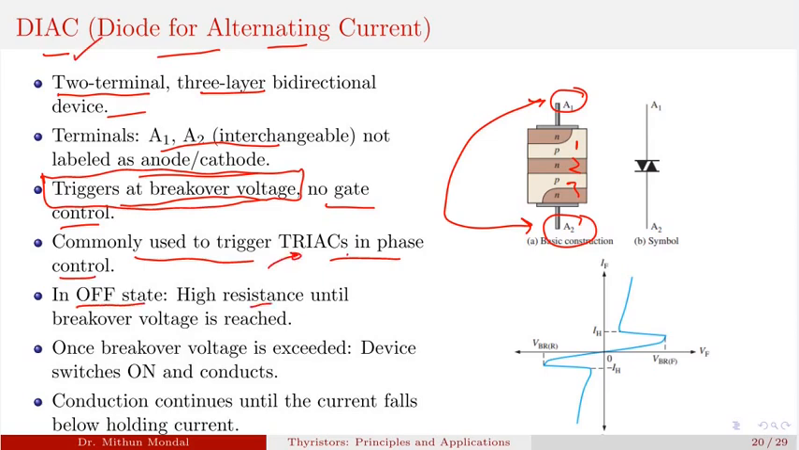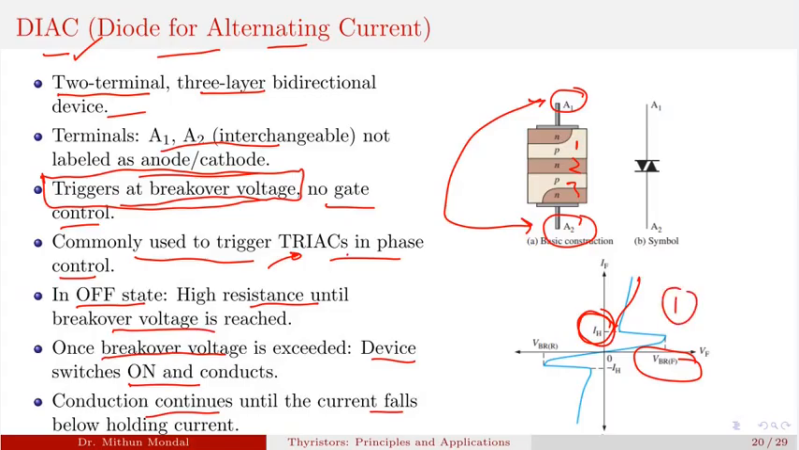In off state, high resistance will be there until the breakover voltage is reached. Once the breakover voltage is exceeded, the device will turn on and conduct. So this is the breakover voltage. Once you cross this, then only the conduction will start. And this conduction continues until the current falls below the holding current. So holding current is the minimum amount of current that is required. So Diac, like a Triac, is basically a bidirectional device where current will flow in both the positive and negative direction.